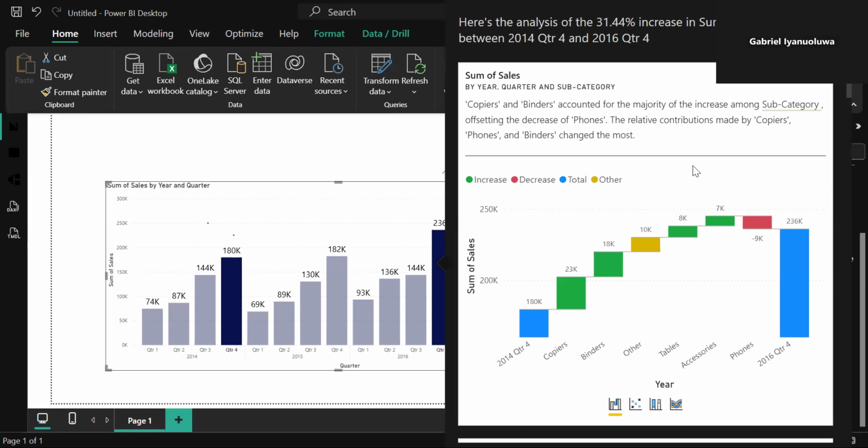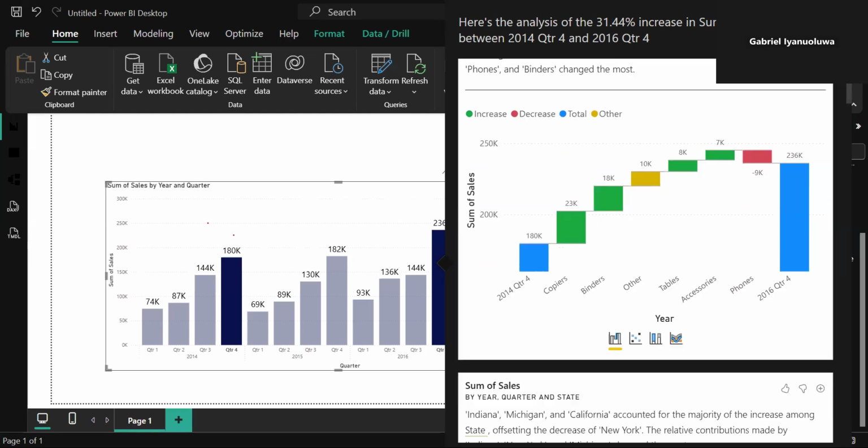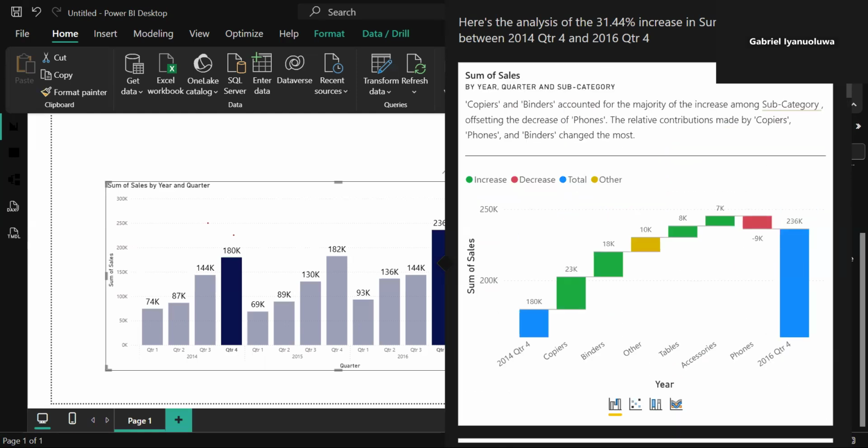And of course, it will break it down for us, with many other things that are responsible for these factors. It will show us from here, from subcategories between those quarters. Of course, it's telling us the analysis is based on a 34.44% increase in sales between 2014 quarter 4 and 2016 quarter 4. So this is quarter by quarter. Now you could see what is happening. We can generate even year by year.